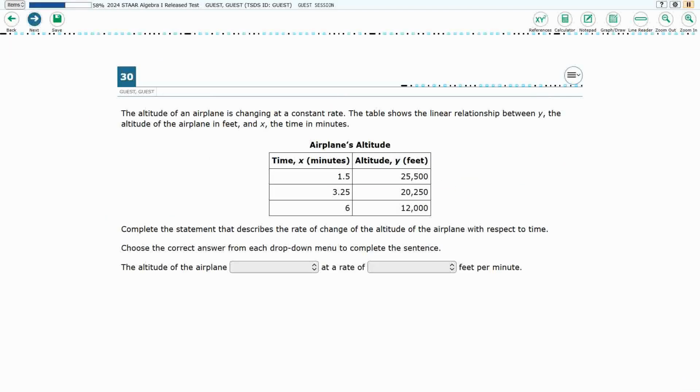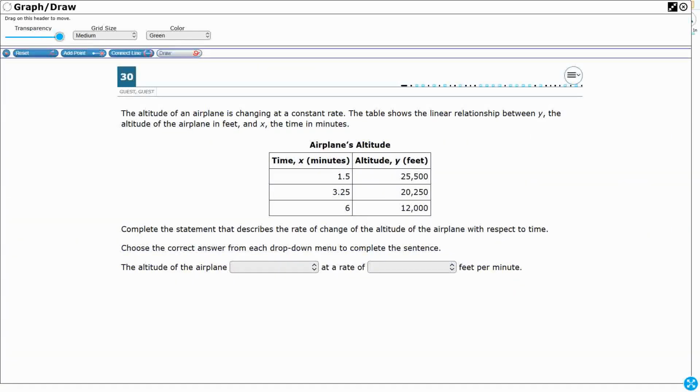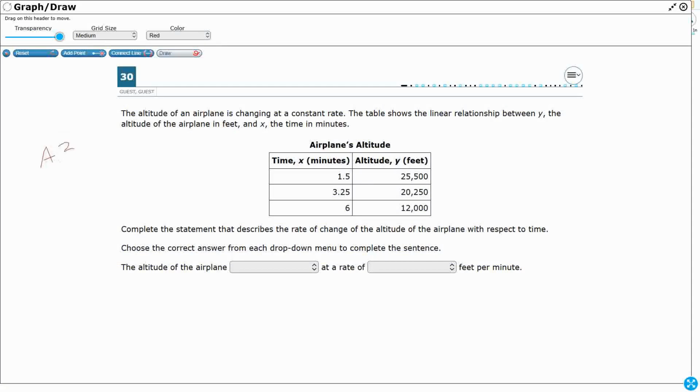For number 30, we have an inline choice here, and we're dealing with rate of change. This is A.3b, and we have a problem situation and a table. So we have an altitude of an airplane, right? And take a look. It's not graphed, but as the x goes to the right, the altitude drops.